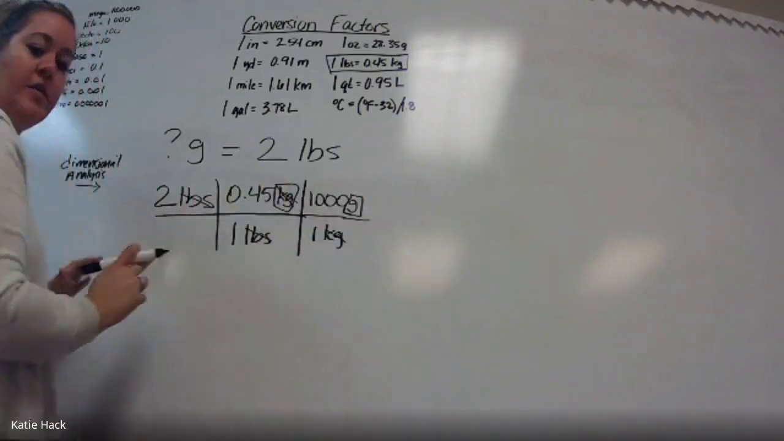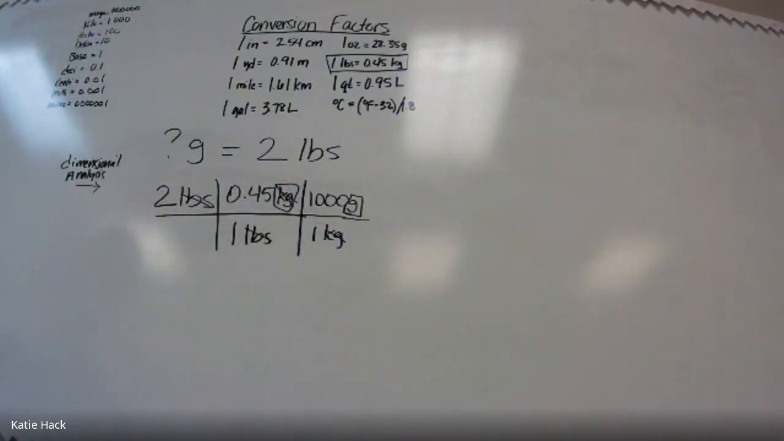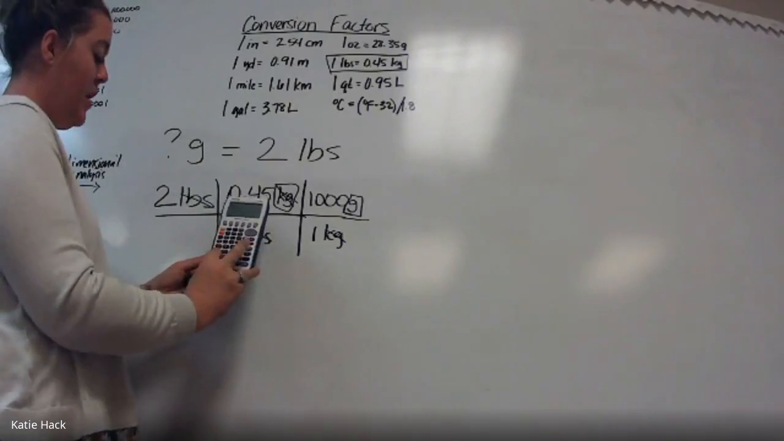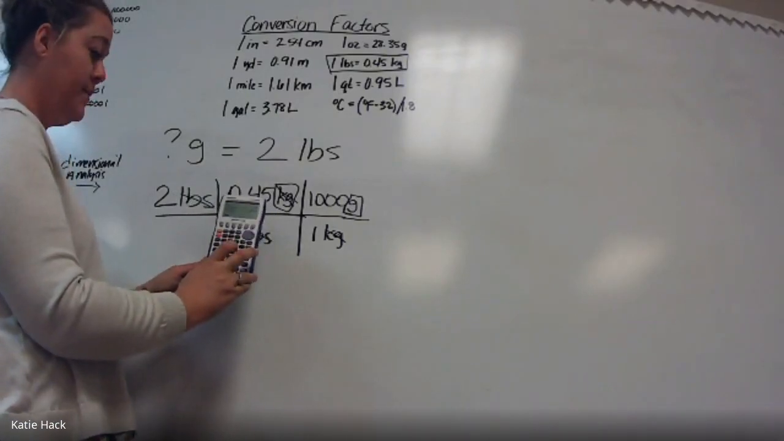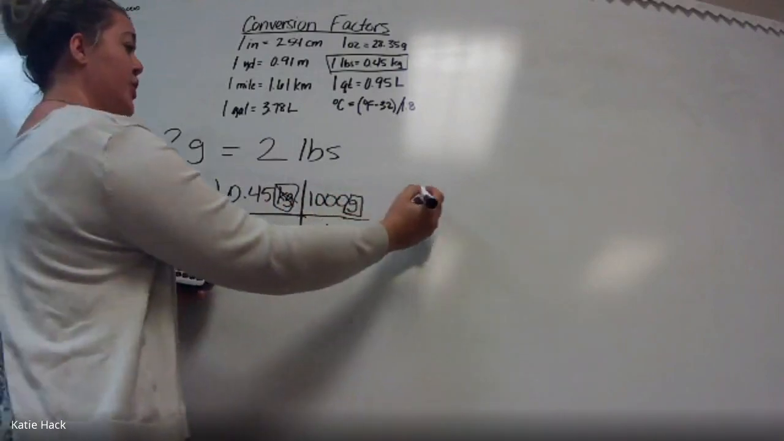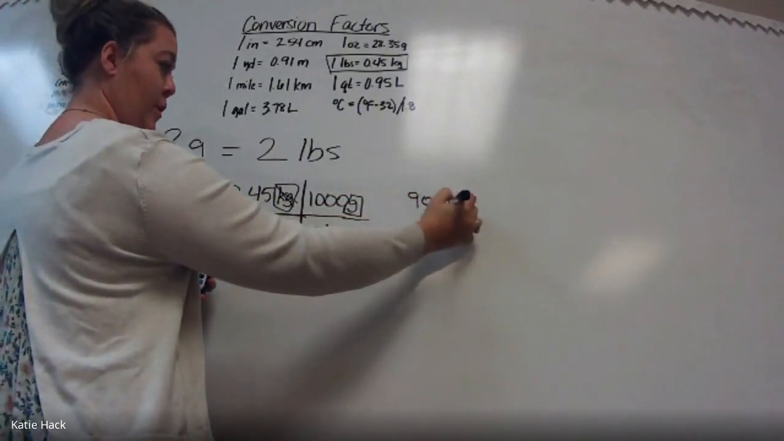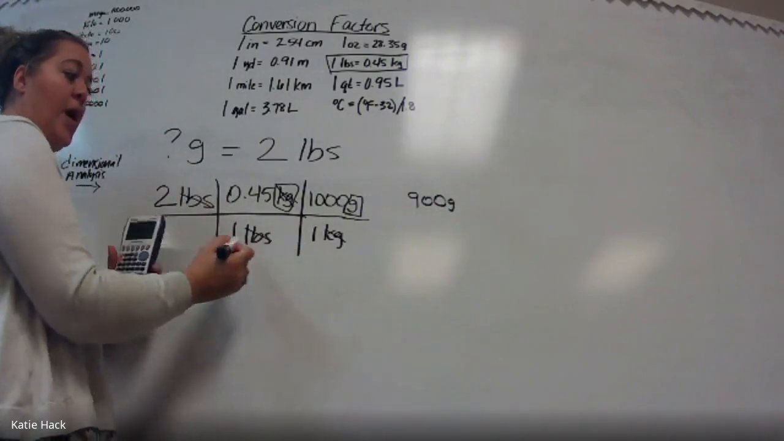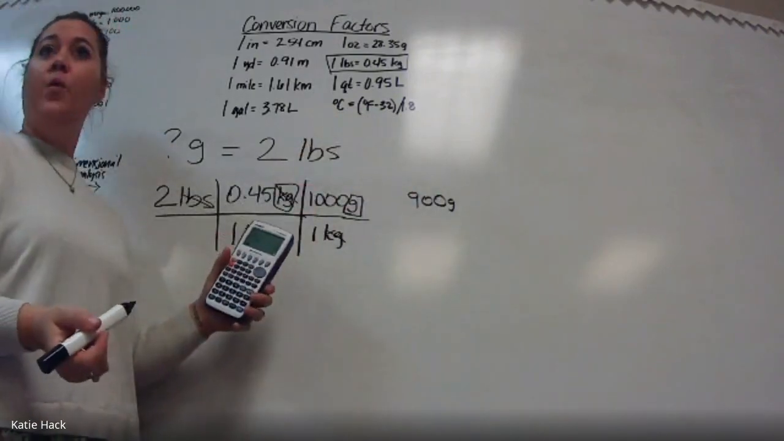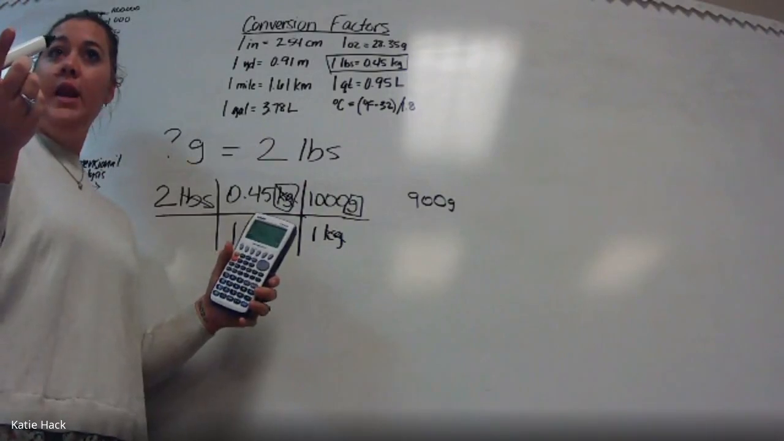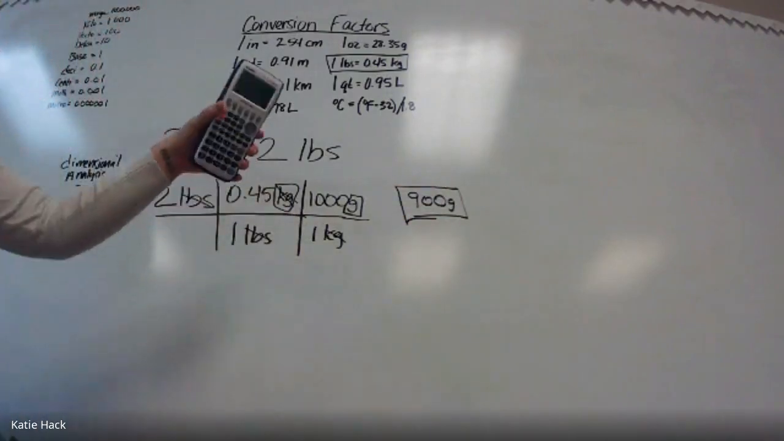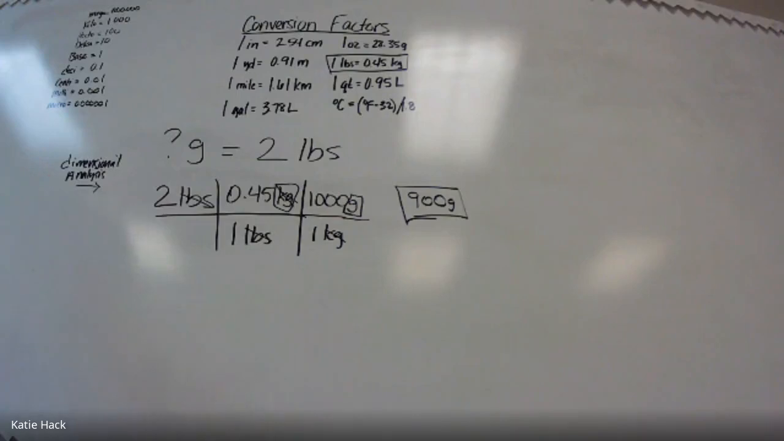And we're going to multiply everything on the top. So we're going to say 2 times 0.45 times 1,000. Okay? And I got 900 grams. And then you multiply everything on the bottom, but in this case, it's just ones. So 1 times 1 is 1. 900 divided by 1 is 900. So we are good here. So there's our answer. There are 900 grams in 2 pounds.